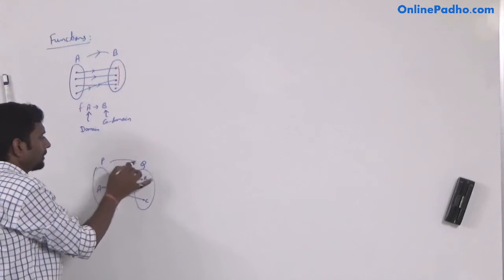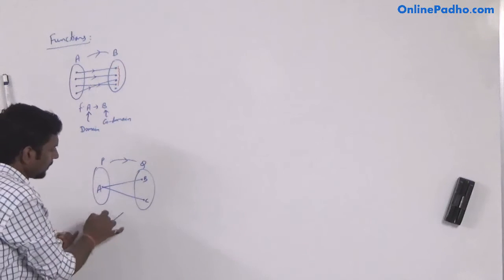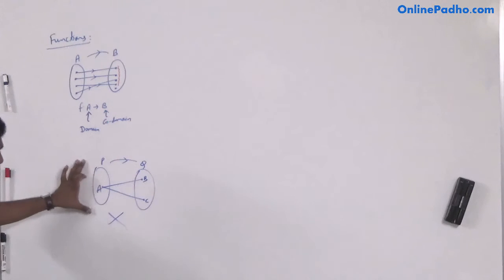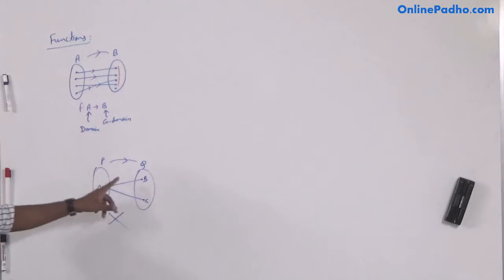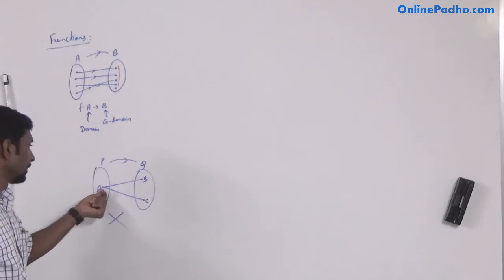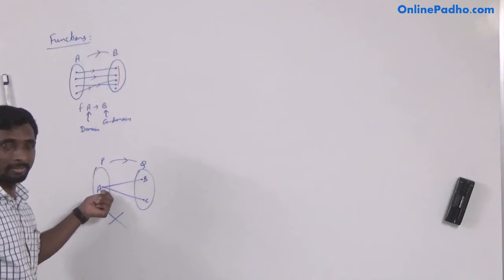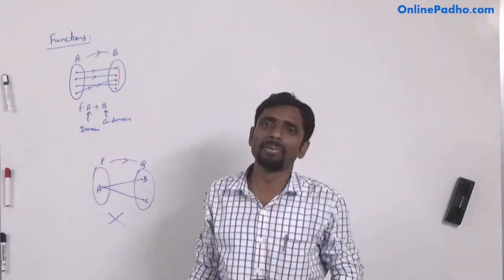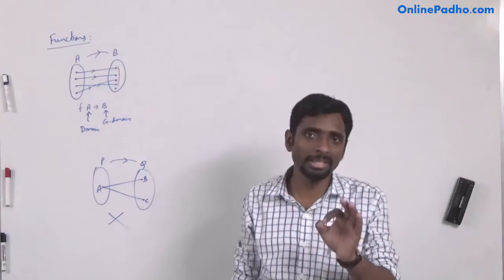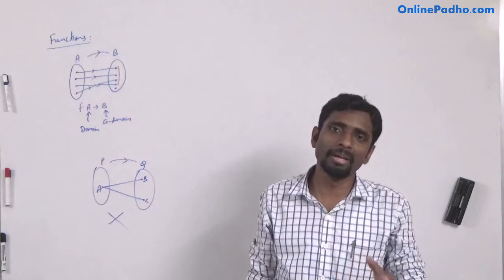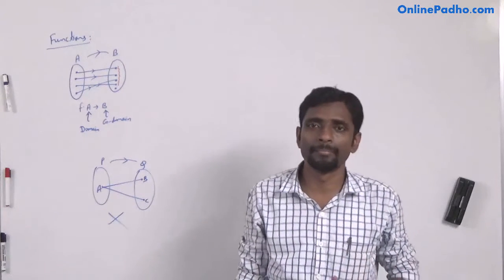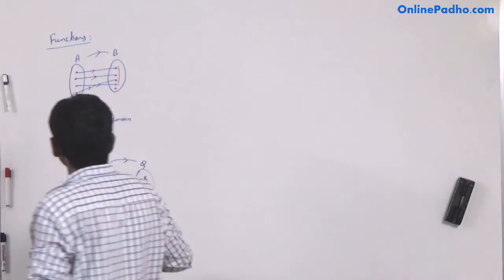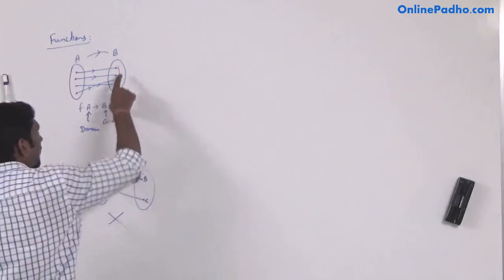Let us see another one. This is a relation, but this is not a function because we have two different images of a single element. So this is not a function. A function is a small part of a relation in which there must be a single image of every element of its domain. So there are three things: domain, codomain and range of a function.